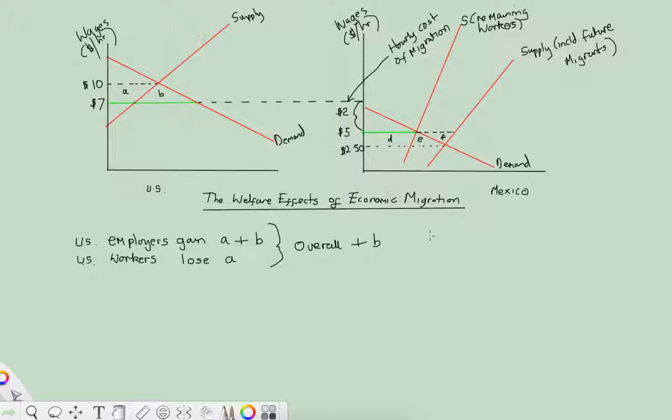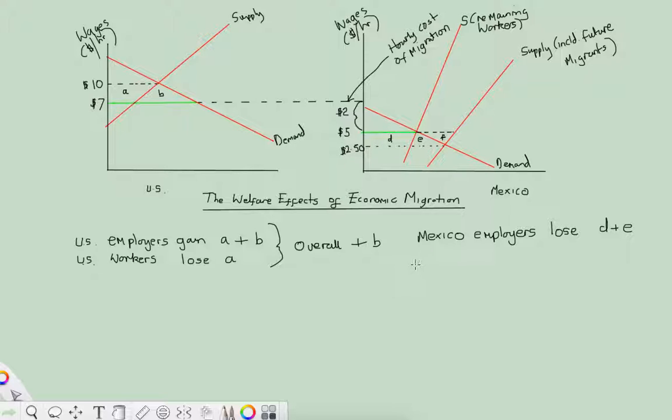All right, so that's in the US. So then in Mexico, let's see who we've got here. Let's do the simple one. We've got employers, Mexican employers. So in Mexico, the employers lose because they have fewer workers and they have to pay them more money. So we have a loss of the area under the demand curve and between the two prices. So they used to be able to get workers for $2.50, now they have to pay $5. So that area is D plus E. So D plus E is a negative for the employers in Mexico.